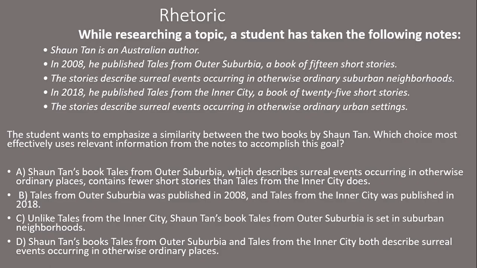Now the last type of question you get on your test will be rhetoric. While researching a topic, a student has taken the following notes. Now these are the notes up here. The question prompt then says, the student wants to emphasize a similarity between the two books by Xuan Tan. Which choice most effectively uses relevant information from the notes to accomplish this goal?